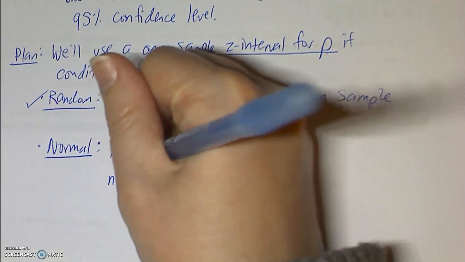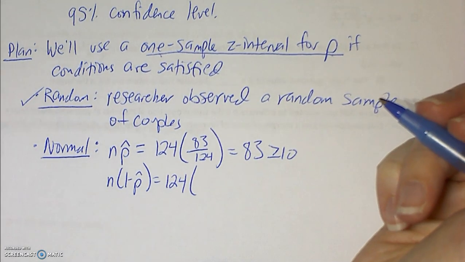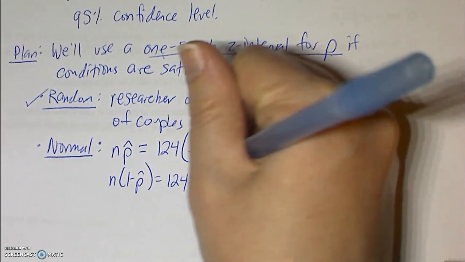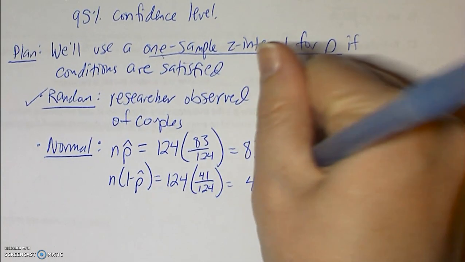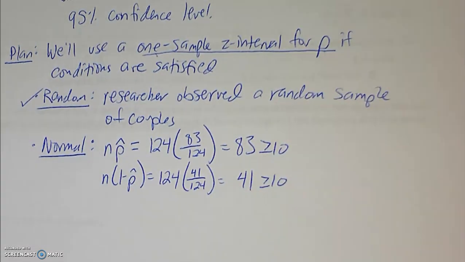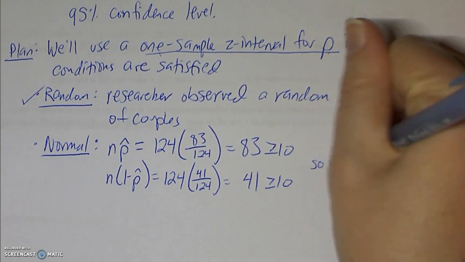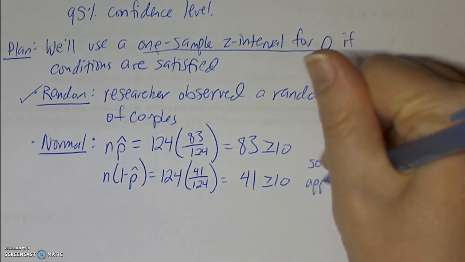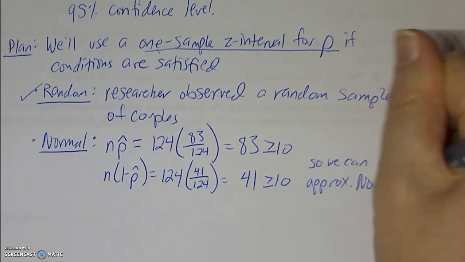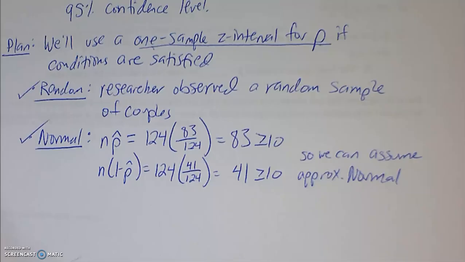And then I've got to do n times 1 minus p hat. So 124 times, let's see, 124 minus 83 is what, 41? Over 124. So both of those are greater than or equal to 10. So we can assume that it's approximately normal because both of those are greater than or equal to 10. So that takes care of that condition.